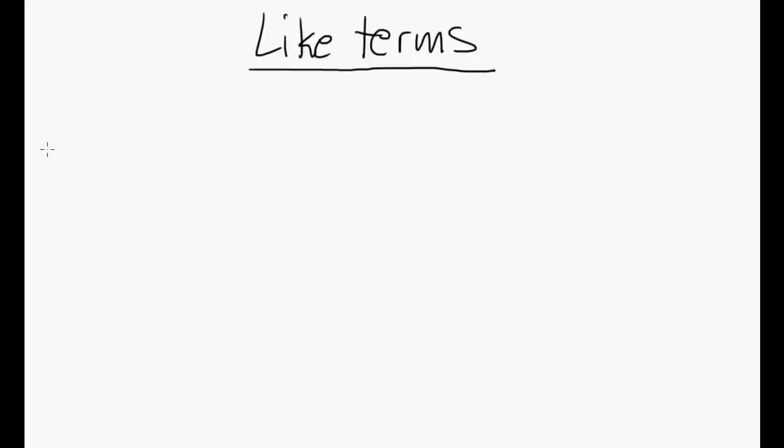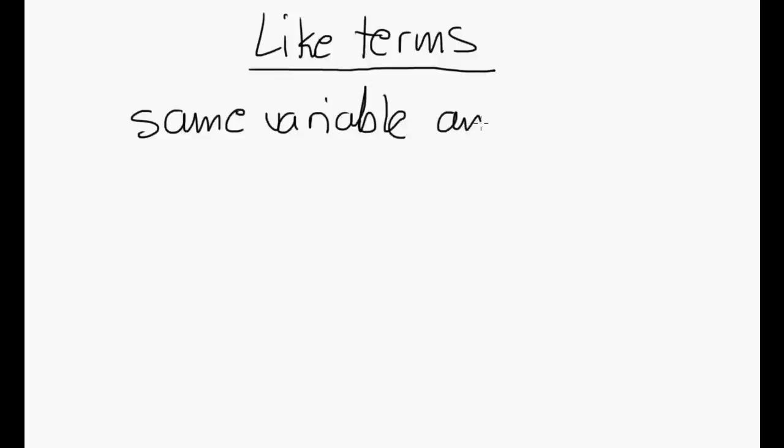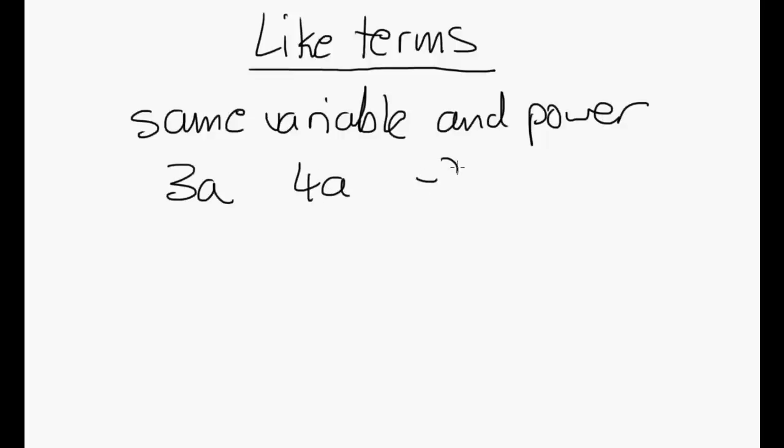What are like terms? Like terms are terms that have the same variable as well as the same power. A couple of examples of like terms could be 3a, 4a, negative 2a, or even 17a. All of the terms contain the variable a, therefore they are like terms.